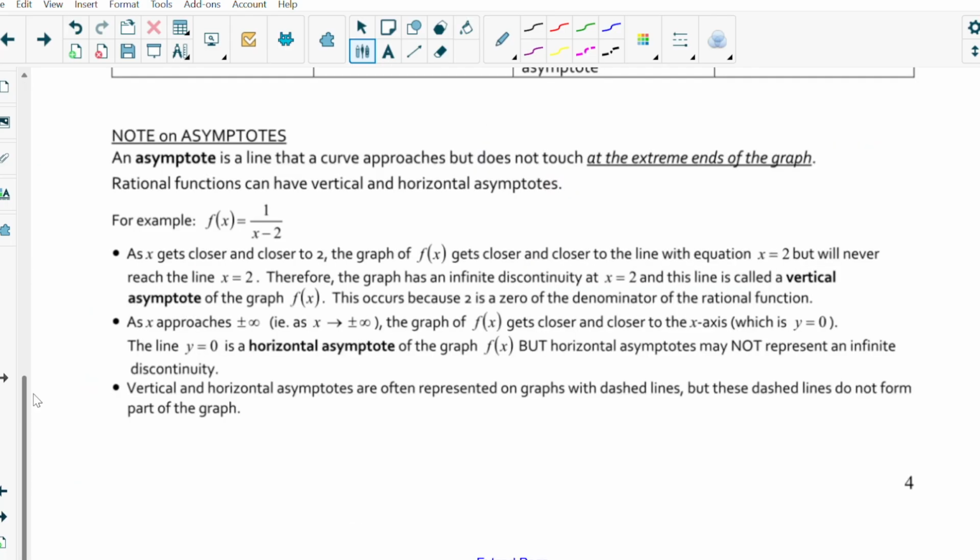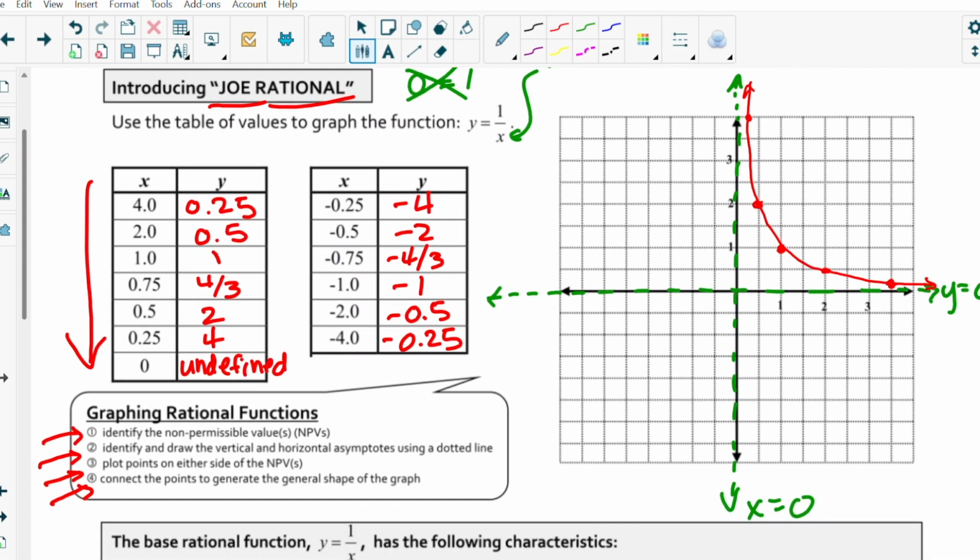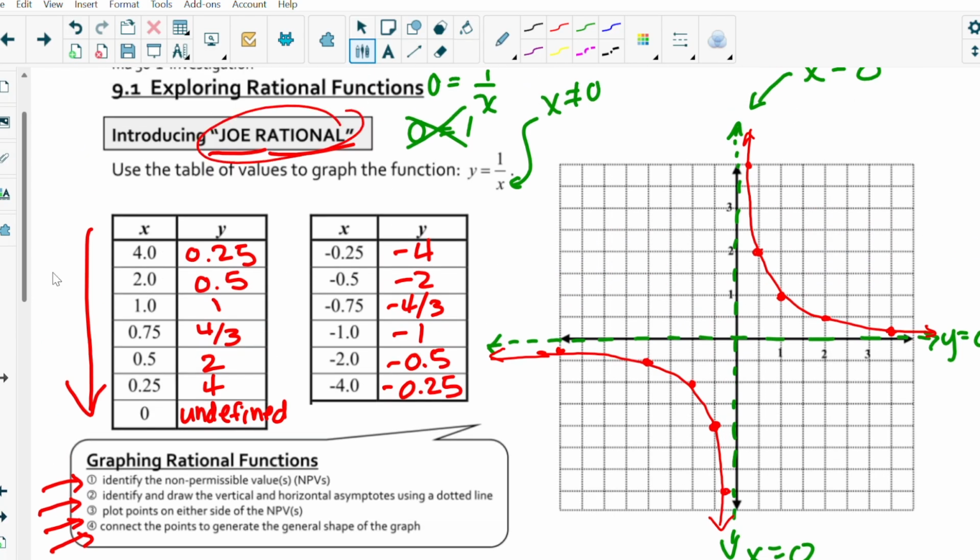And then on the negative end, I have negative 0.25 and negative 4. Then negative 0.5 and negative 2. Negative 1, negative 1. Negative 2, negative 0.5. And all the way over here at negative 4, negative 0.25. So when I draw this in, folks, that is my Joe rational graph.